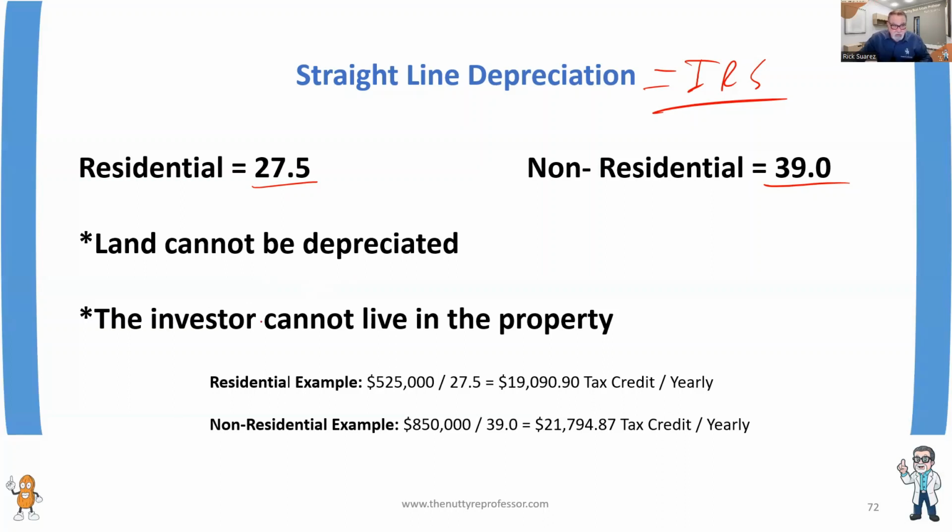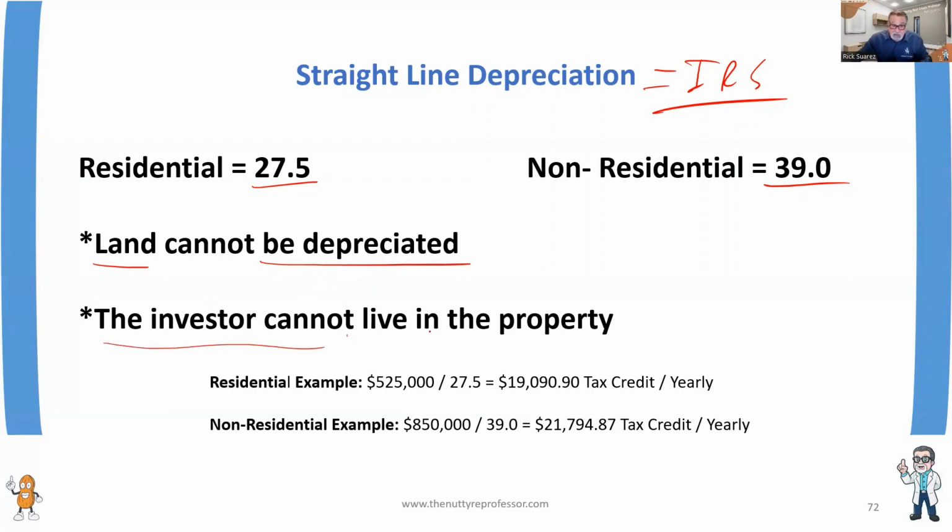A couple of things you also need to know: land cannot be depreciated. Why? Because it's indestructible. You burn down the building, the land still stands. So you cannot depreciate the land. So most times you're going to have to take away the land portion from the math problem.